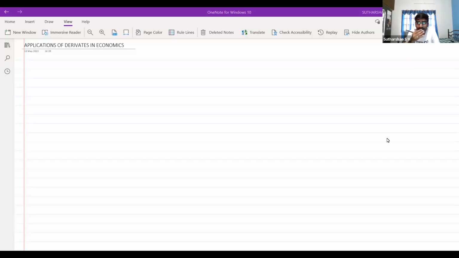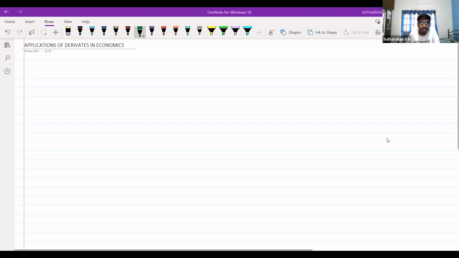After completing the entire 50 questions in differential calculus, we are now going to start with application of derivatives in economics. That's cost function, average cost function, and so on. In this, we have a few points to remember. You need to remember a few things.